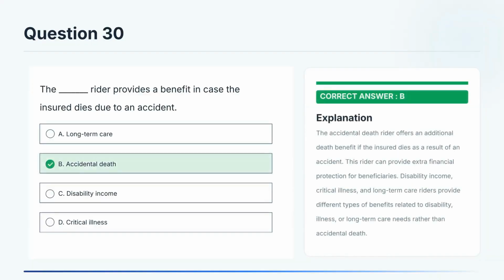The correct choice is B. Accidental death. The accidental death rider offers an additional death benefit if the insured dies as a result of an accident. This rider can provide extra financial protection for beneficiaries. Disability income, critical illness, and long-term care riders provide different types of benefits related to disability, illness, or long-term care needs, rather than accidental death.